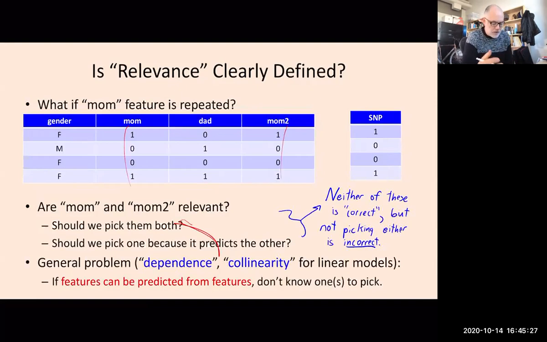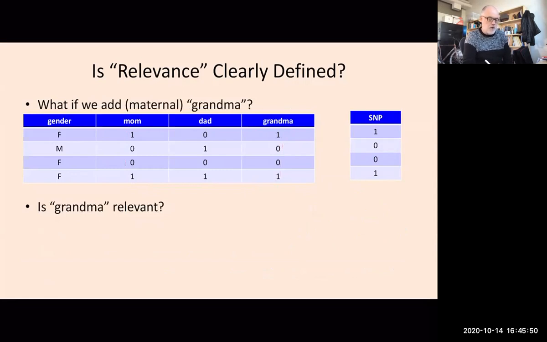So this is a general problem that shows up in terms of dependence or collinearity for linear models. We already talked about this. If features can be predicted from each other, so this is just 1 times mom, can be predicted from other features, you don't know which one to pick. Okay, so if you really care about which ones are really the relevant features, like one of these two, or some combination of both, it's uncomfortable. Right? What if we add the maternal biological grandmother?